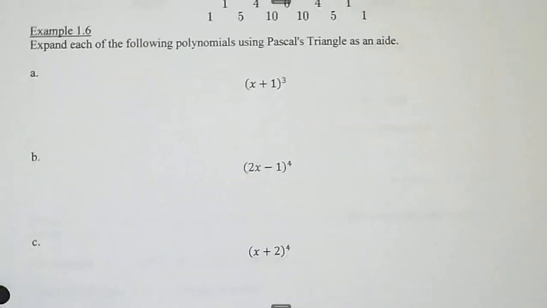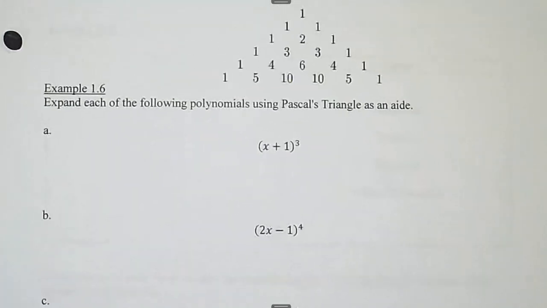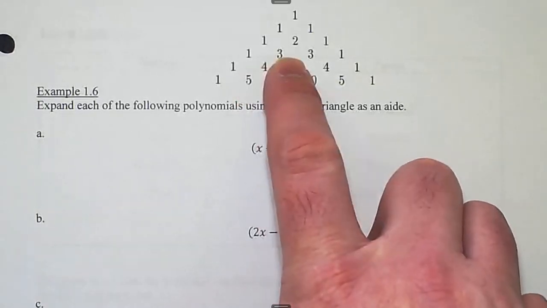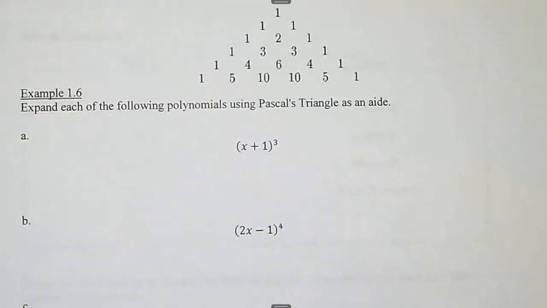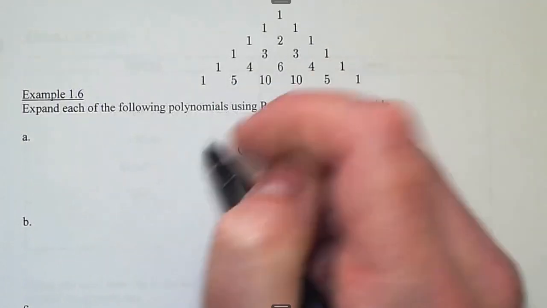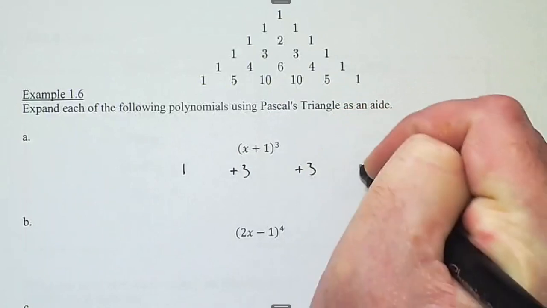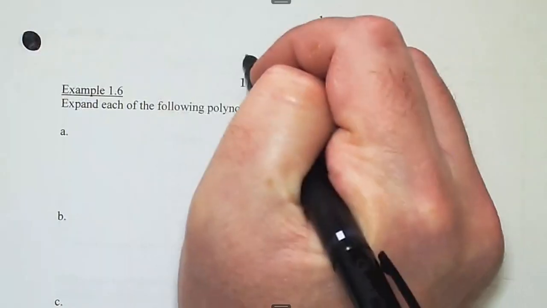Okay, let's expand each of the following polynomials using Pascal's triangle as an aid. The one that I really want you to know, we already know the 1, 2, 1 pattern. We've been using that almost all year. But now I want you to know that 1, 3, 3, 1. Really get that one down. That's going to help you a lot. Beyond that, you may not come across it that often. And you can always draw out your triangle. But all right, so here's the deal. It's going to be 1 plus 3 plus 3 plus 1. Because it's x plus 1 cubed. So we're looking right here.